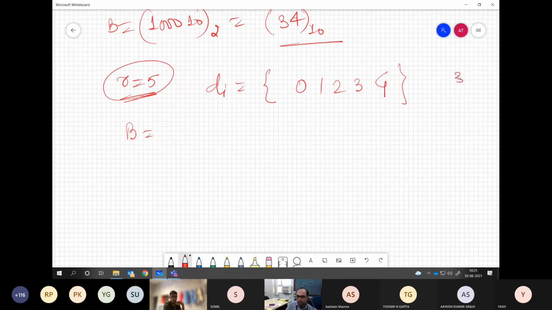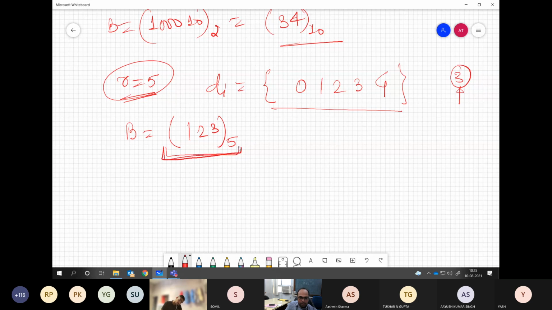Any 3-digit number in this radix system. Okay, let's say 1, 2, 3 at base 5. So when I ask you what is this 1, 2, 3 given at base 5, what would you do? Convert into base 10. Convert to natural radix.